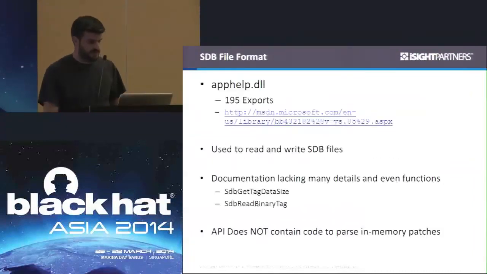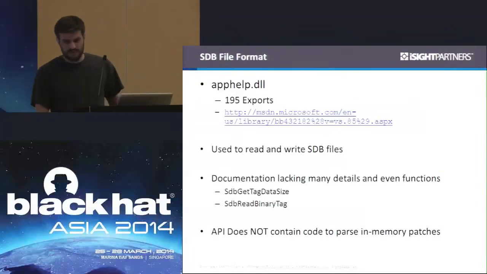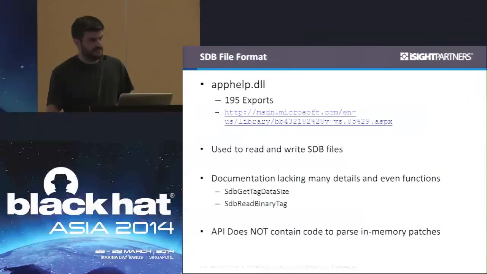So along with the SCI apply patch function that we were just looking at, the app.help DLL has 195 exports. Microsoft has documented them somewhat at this location. They don't provide any header files for you to use or a library to link against. So it's kind of a manual process to create those. The code that I'm releasing has all that header information in there for you with all the function names, and so it'll save you some time.